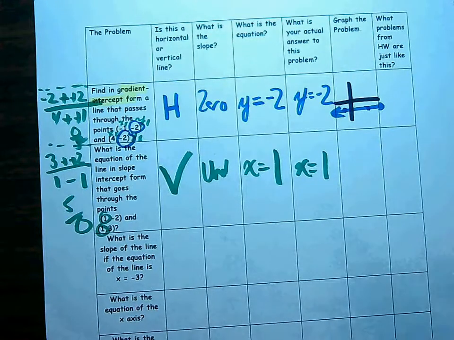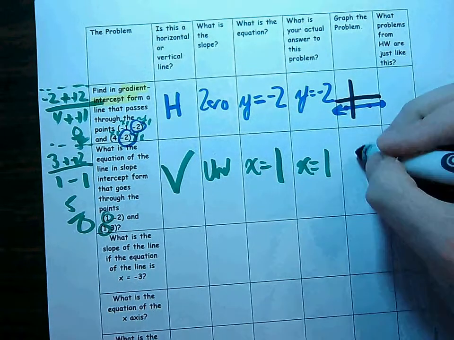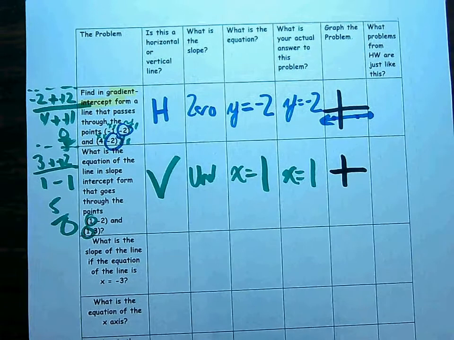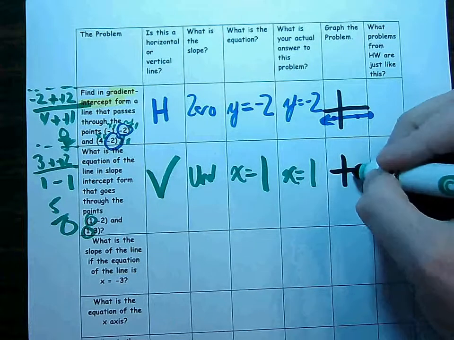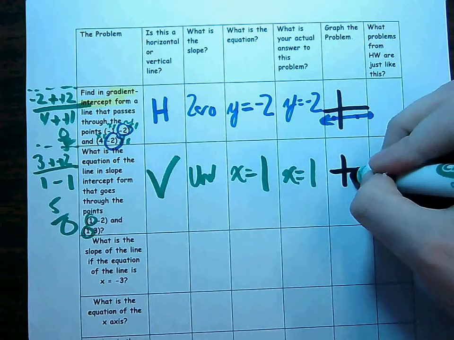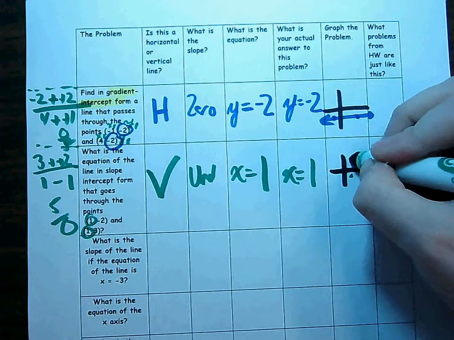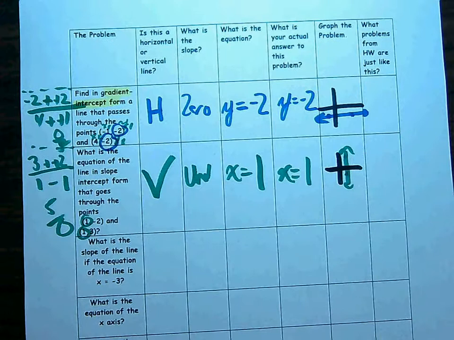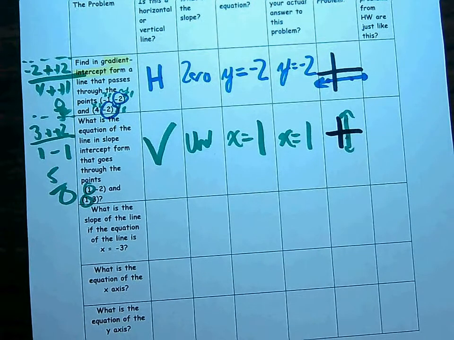And then when I go to do my quick little cute graph here, I could even plot those 2 points. 1, -2 would be down here. 1, 3 would be up here. Vertical line. All right. The next one is, what is the slope of the line?